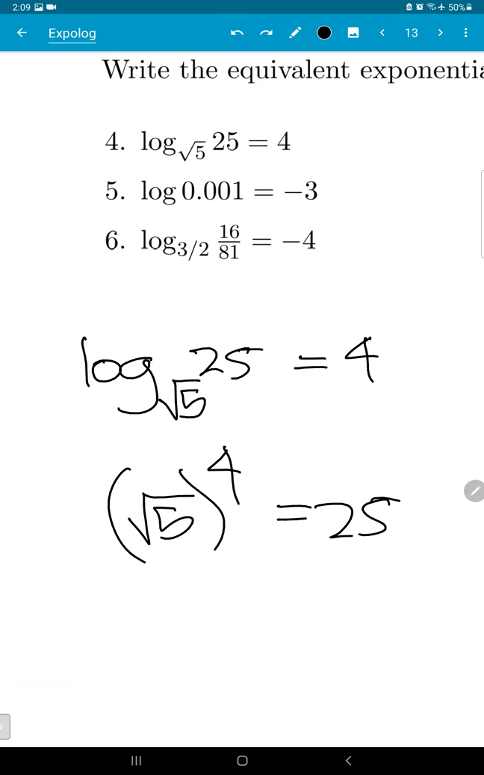Or you can draw arrows here in a counterclockwise fashion to rewrite that. Square root of 5 raised to 4 equals.